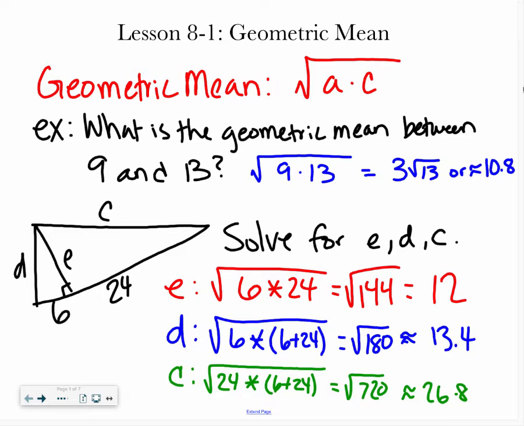Alright, so in this video I'm hoping to go over the majority of the things you need to know. Okay, so starting with Lesson 8.1. Lesson 8.1 was all about geometric means. So just remember, geometric mean is the square root of a times c.